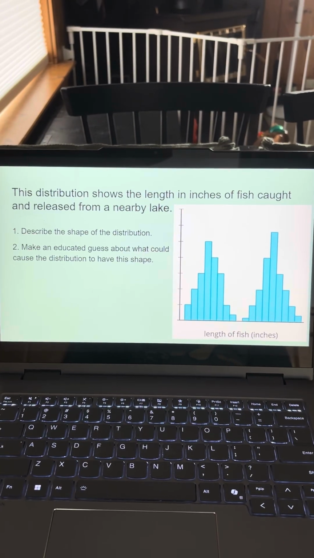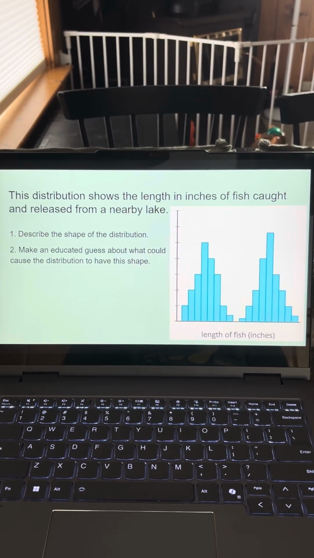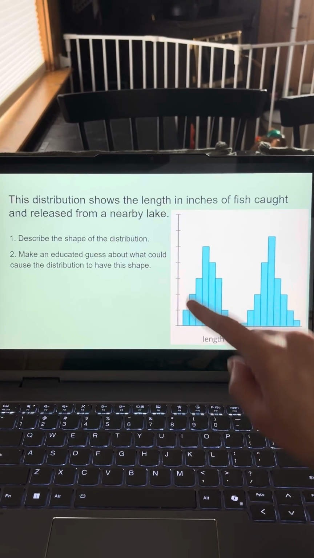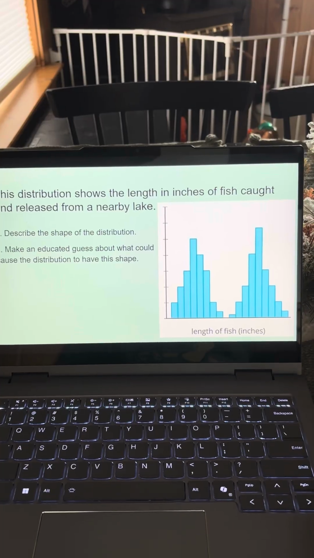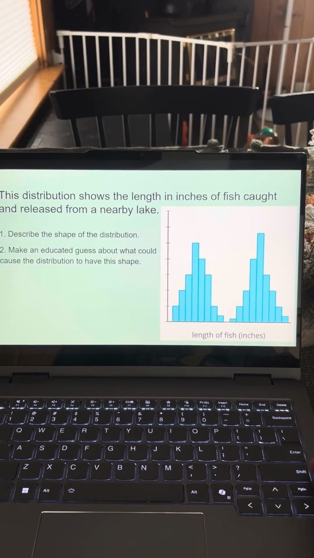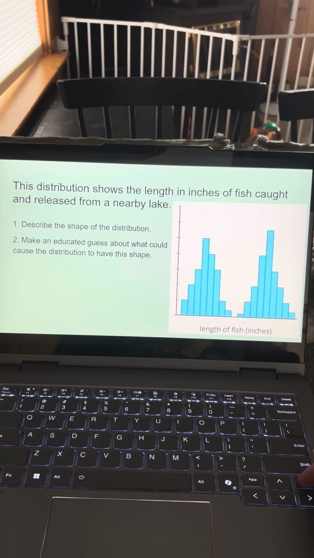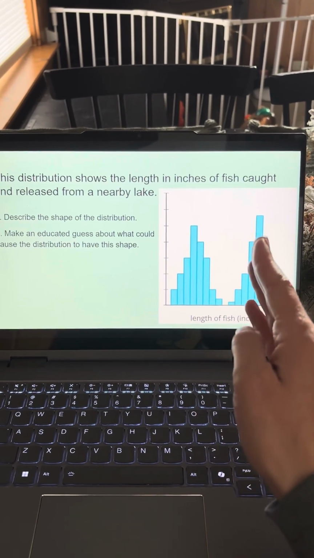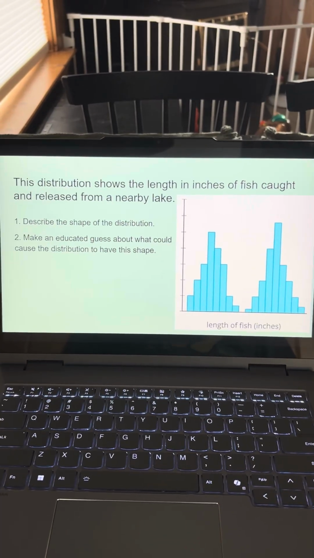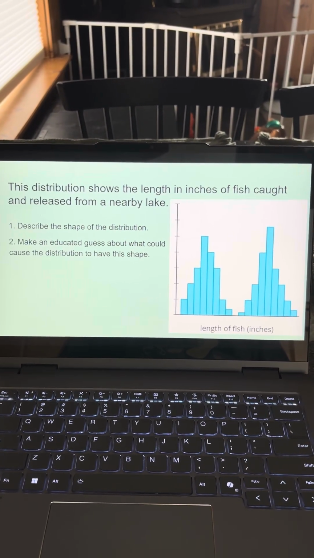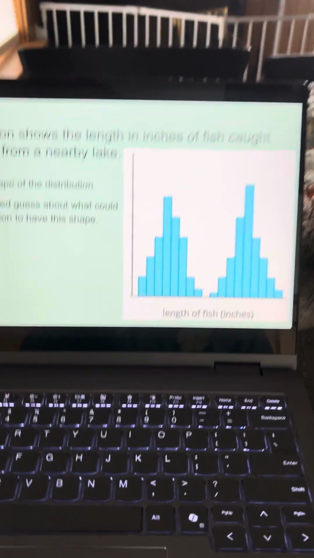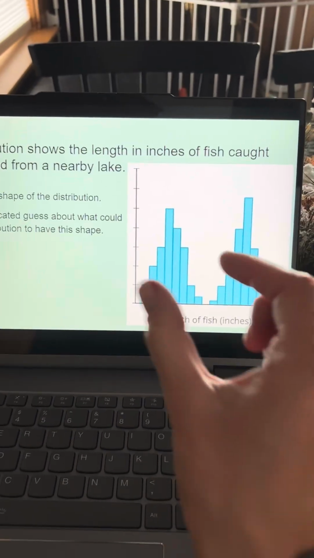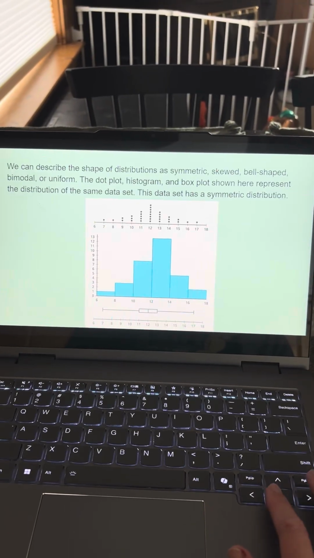This one, the distribution shows the length in inches of fish caught and released from a nearby lake. Describe the shape. We would say it's bimodal because there's two sets there. So that bi means two. And then it's almost symmetrical too. If I put a line down the middle, it's almost the same on both sides, maybe a little bit skewed this way. Make an educated guess what could cause the distribution to have this shape. They might have talked about how, since it's talking about length of fish, maybe there's two different types of fish in that lake, and that's why you have two sets of data points there.